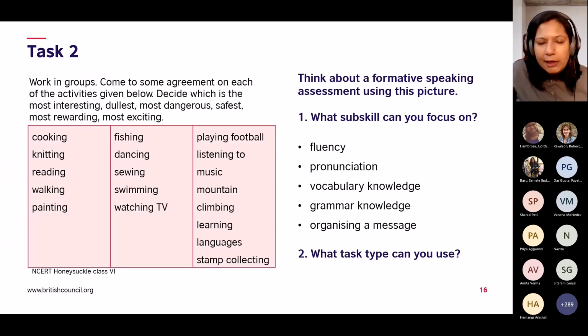Let's look at the next one quickly. This is again an activity from one of your textbooks. So can you think how you can adapt this maybe, or can you use it as is for an assessment?